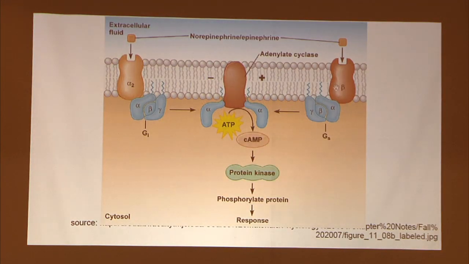And we can kind of see that in this picture over here. So norepinephrine binds to the beta receptor. The alpha subunit is going to have a positive effect, or it's going to activate adenylate cyclase. Adenylate cyclase is going to take ATP and convert it to cyclic AMP, and then cAMP is going to activate the protein kinase. So it's a little bit shorter than the other ones, although alpha 2 is the shortest.